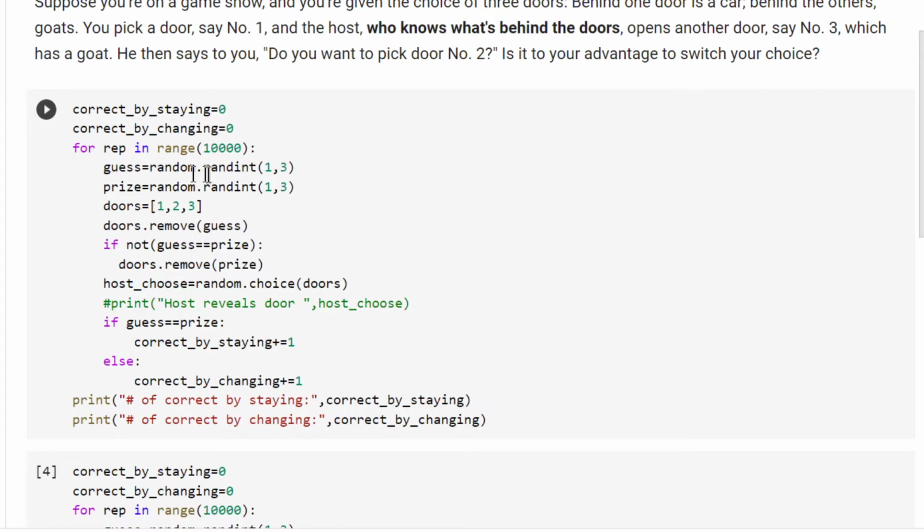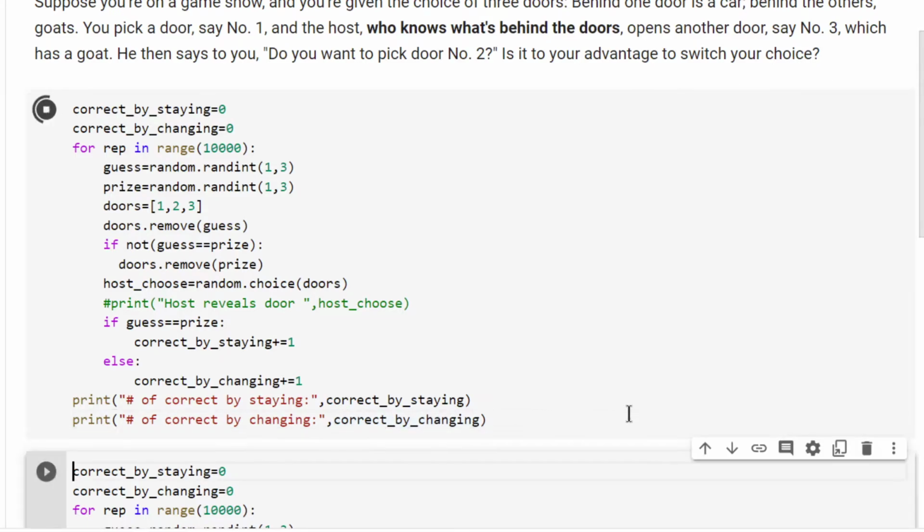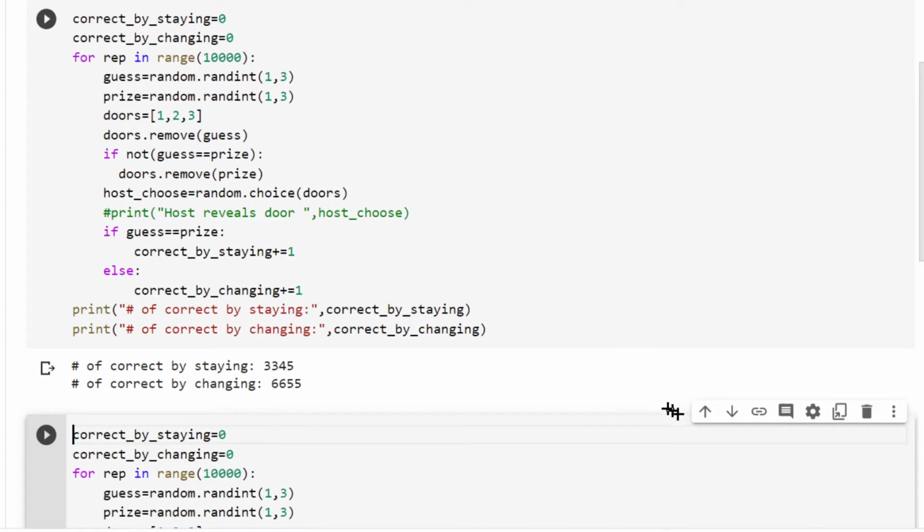And then after running this 10,000 times, I'm going to print how many would have gotten correct by staying and how many would be correct by changing. So let's try to run this. And as you can see, there's about a 2/3 probability of getting correct by changing rather than staying. So this is counterintuitive, right?